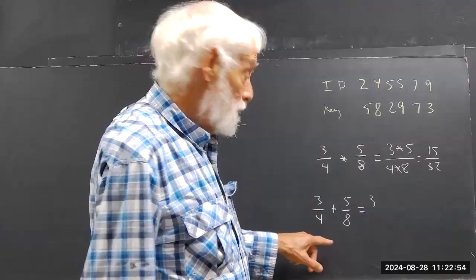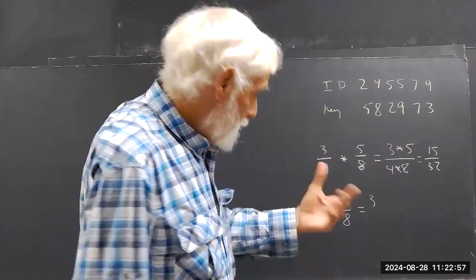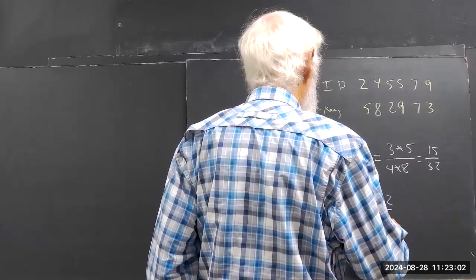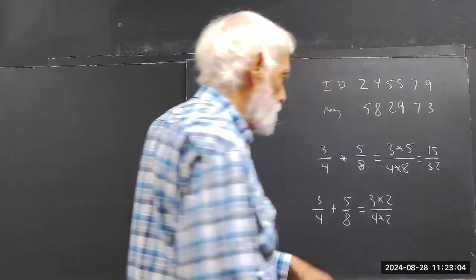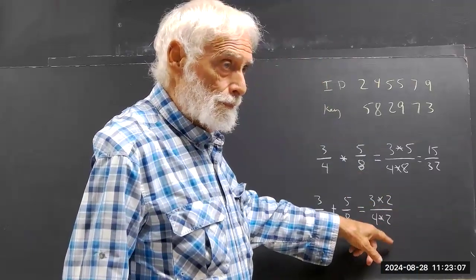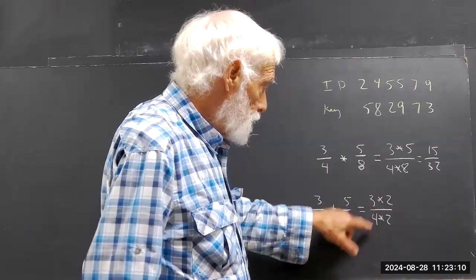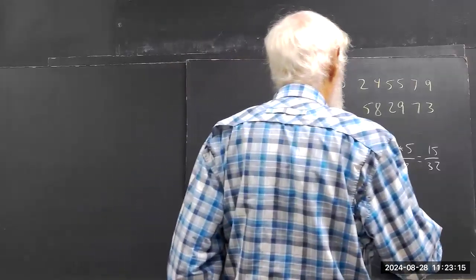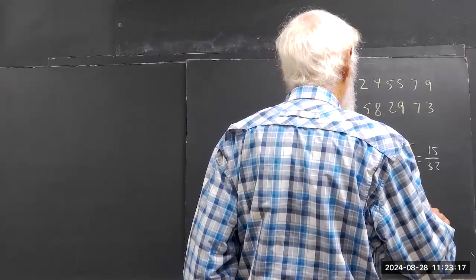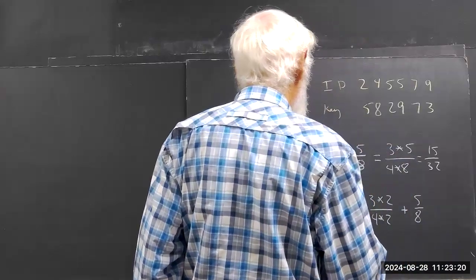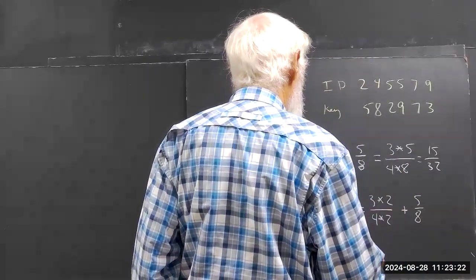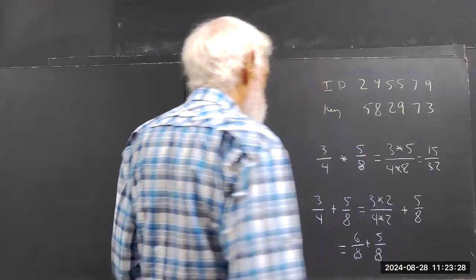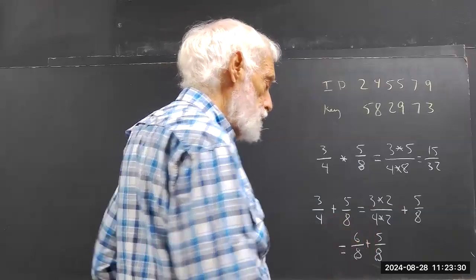Okay. So 4 goes into 8 twice, and we can then multiply the numerator by 2 and the denominator by 2, just like multiplying by 2 over 2. 2 over 2 is just 1, so that doesn't change the value of this fraction, it just changes the way it looks. Anyway, we do that, and then we have 5/8. And then 3 times 2 is 6, so we got 6/8 plus 5/8.